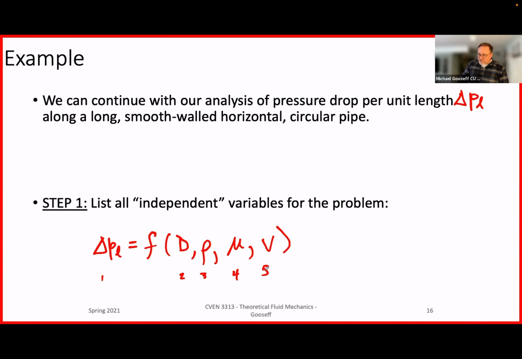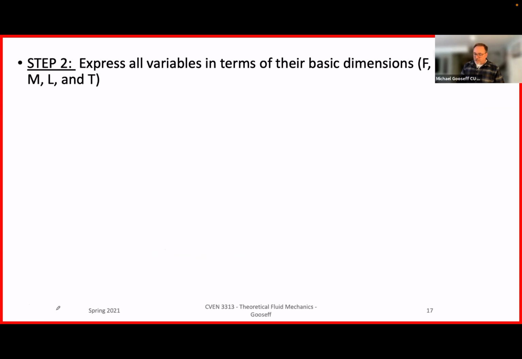We'll get to the repeating variable part in a second; it would be premature to talk about that. Step 2: let's express all variables in terms of their basic dimensions. For all the variables on the previous slide, let's rewrite them as equal to their dimensional groupings. There were 5 of them.